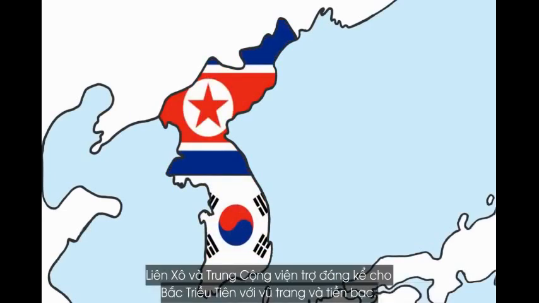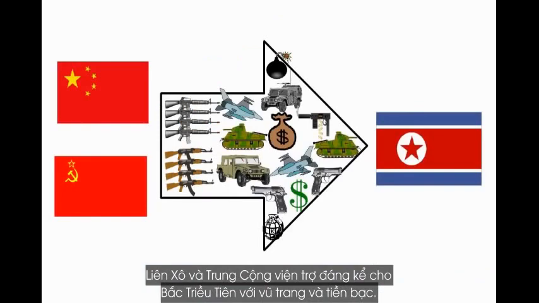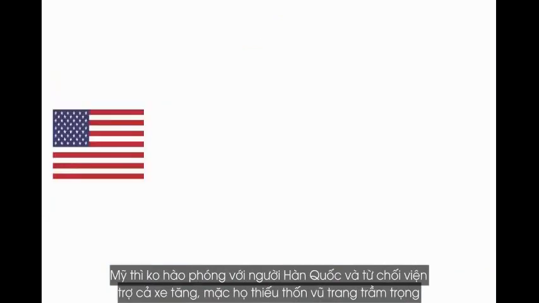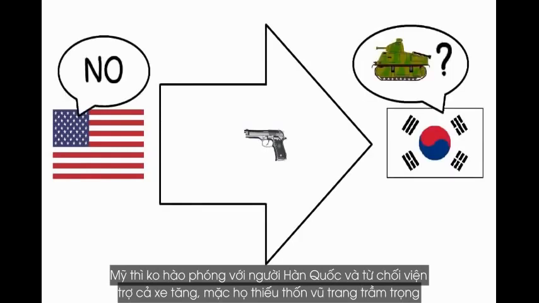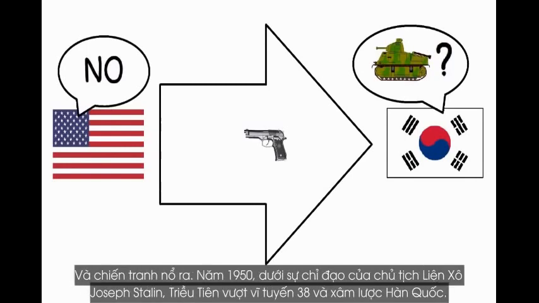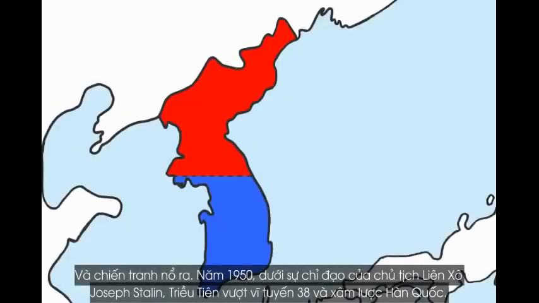The Soviets and Communist China had significantly armed the North Koreans with weapons and funding. The US, on the other hand, weren't quite so generous with the South Koreans and refused to even give them any tanks, leaving them seriously ill-equipped for a war. And war is exactly what happened. In 1950, under the direction of Soviet leader Joseph Stalin, North Korea crossed the 38th parallel and invaded South Korea.